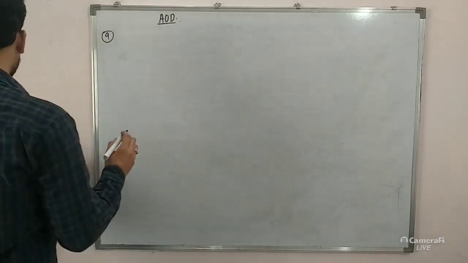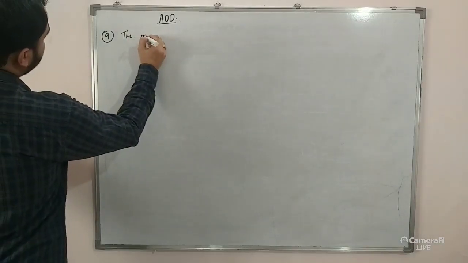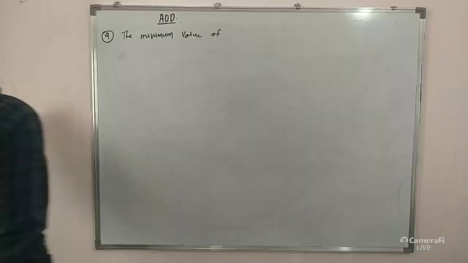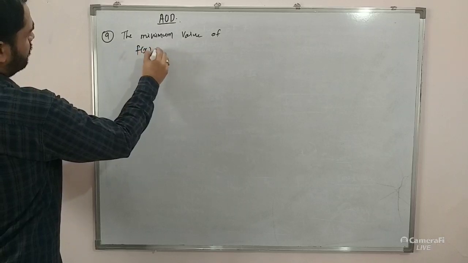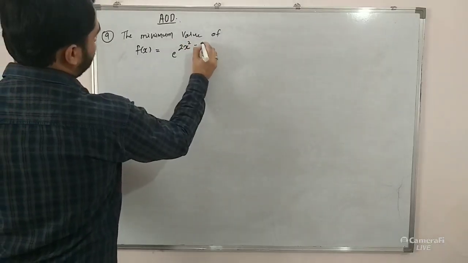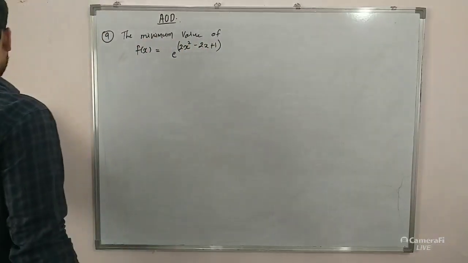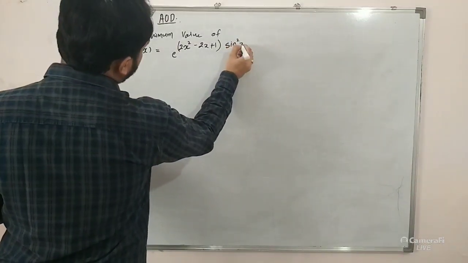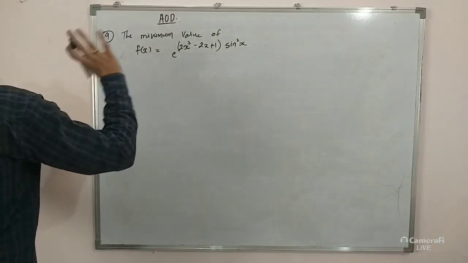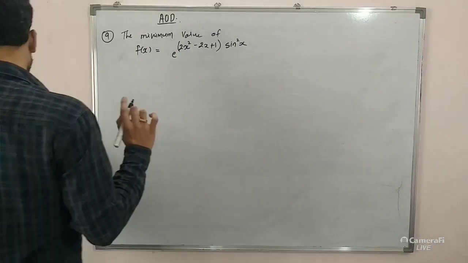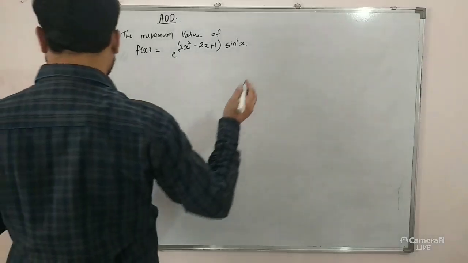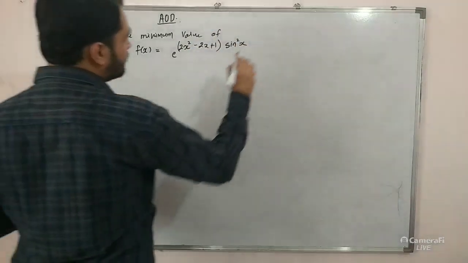The minimum value of the function given, f of x equals e to the power 2x square minus 2x plus 1 into sine square x. What do we have to find here? The minimum value of the given function, right? The options available are e, 1 upon e, 1 and 0. This is a question from Roorkee IIT 1998.